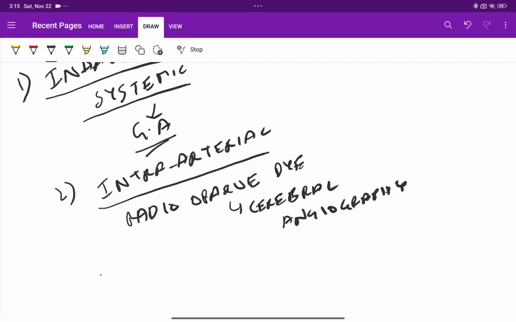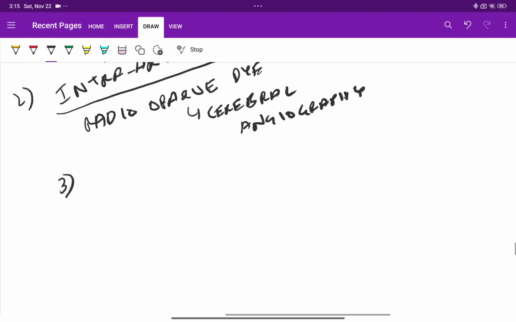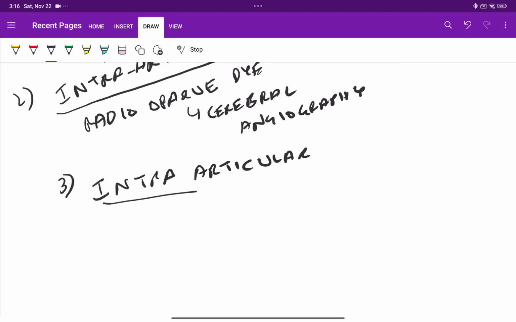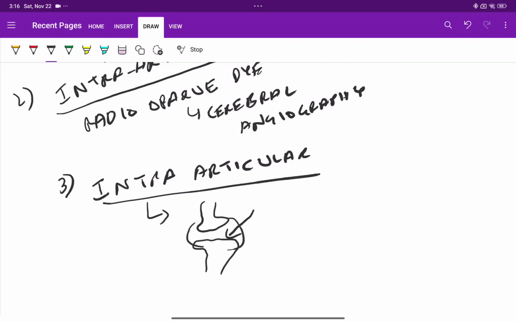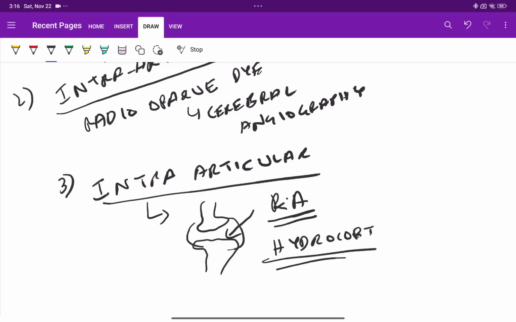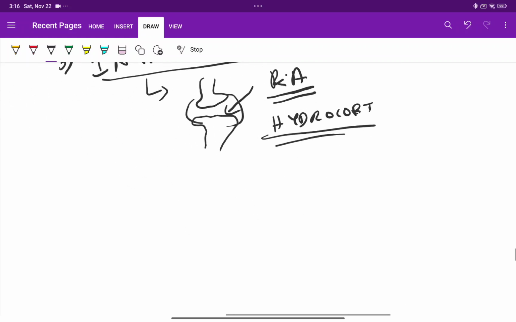Next one, third one, intra-articular route. See, the drug is directly injected into the joint. Example, in rheumatoid arthritis, there is inflammation of the joints, hydrocortisone injection is given directly intra-articular for the rheumatoid arthritis.